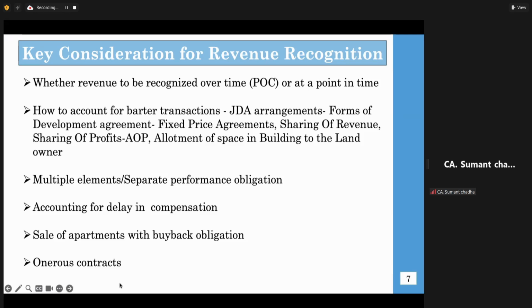Sometimes they have buyback obligations. So that also has to be taken into account. They have some onerous contracts. So we'll get into some of these, not all of these.